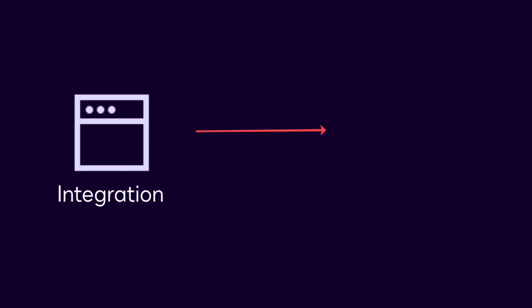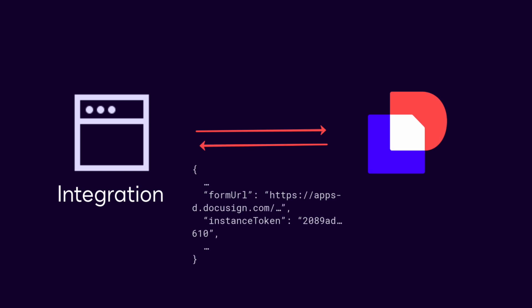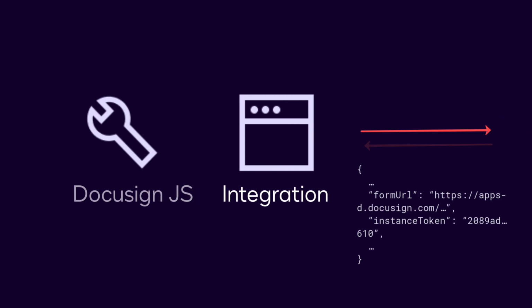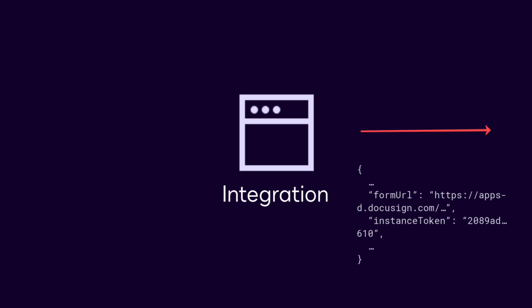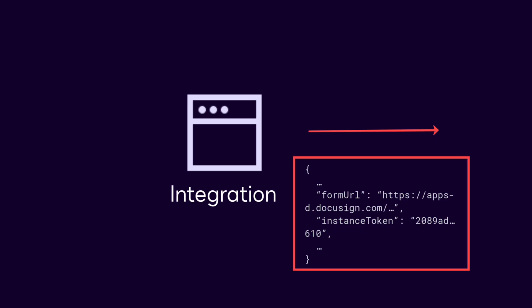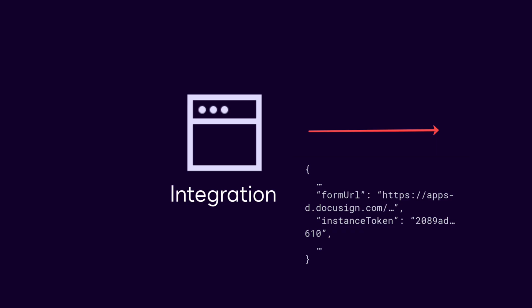If your request omits the send option property, the response instead includes a form URL and an instance token. You can use the Docusign JS SDK to render the form within your integration, or your integration can manually combine the returned values to embed the form instance in your application and present it to the current user. Let's take a look at how you implement these actions with API requests.